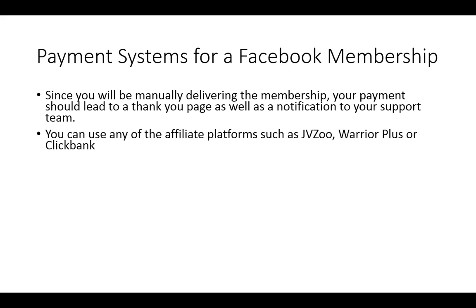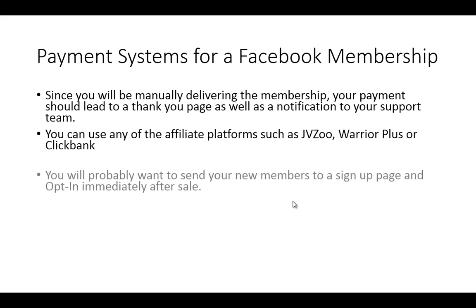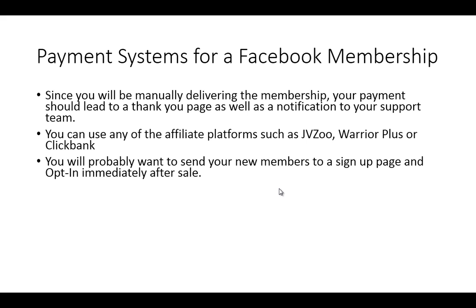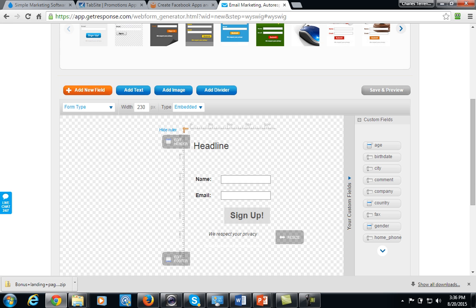Now, that's where we want to talk about how you want to make this transition from your members paying and then quickly getting into the membership content. You want to send your members to a sign-up page and an opt-in immediately after the sale. This is pretty important, and you can actually use your autoresponder to do this, and I'll show you how to do that right now. You're looking at the page creation or the field creation space inside of Get Response. It's the same in just about any other autoresponder. You can add some additional fields there if you want to. Pretty much all you're going to need is the name and email address.